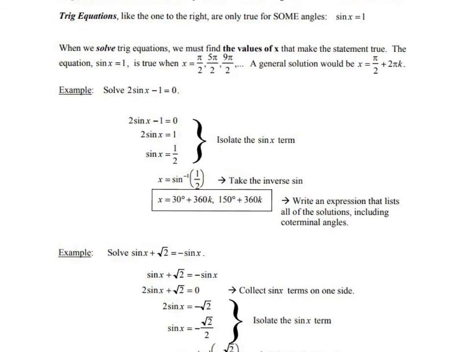So in this first example, we want to solve 2 sine of x minus 1 equals 0. So on our steps here, we have it equal to 0. The first step here would be to add 1, and then we divide by 2. And then we would take the sine inverse. So our solutions are everywhere on the unit circle where sine is 1/2. So we are going to be using our unit circle.